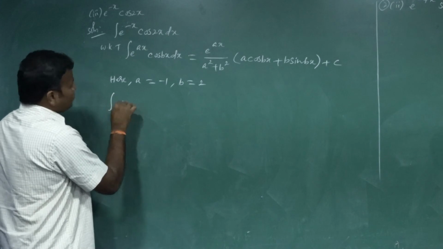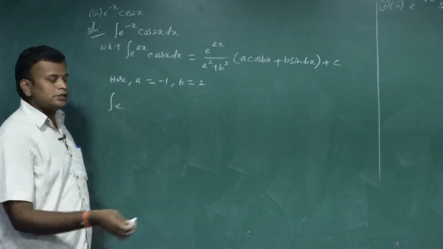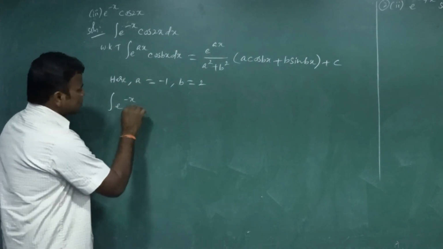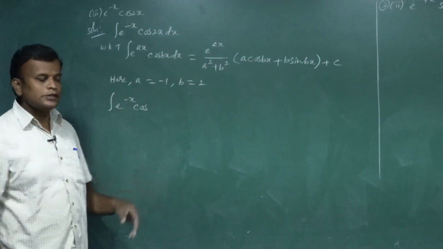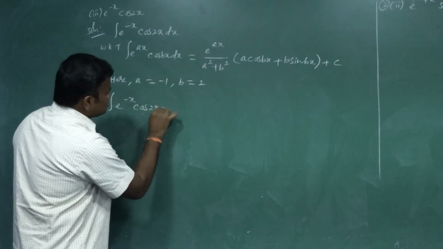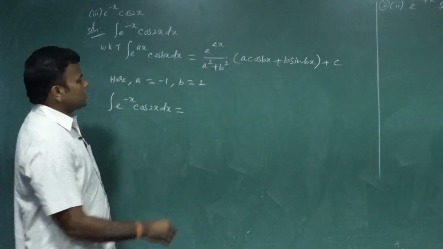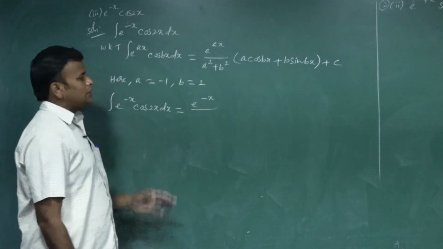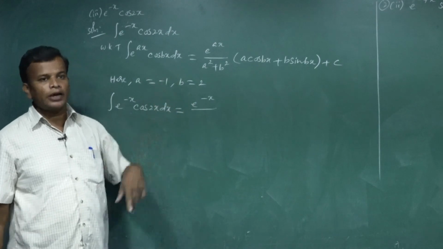So integrating of e power ax, the value of a is minus 1. Minus 1 into x is minus x. Cos bx, the value of b is 2. So 2 into x is 2x. Cos 2x into dx is equal to e power ax. I write just e power minus x. The value of a is minus 1 into x, minus 1 into x is minus x.